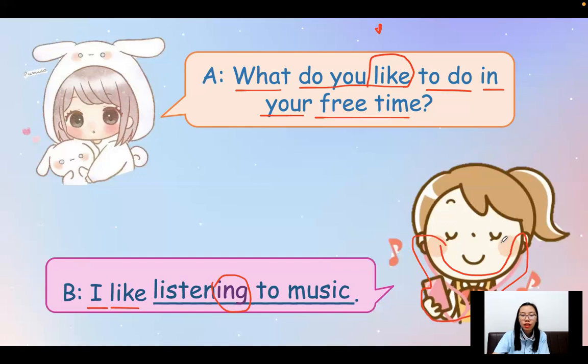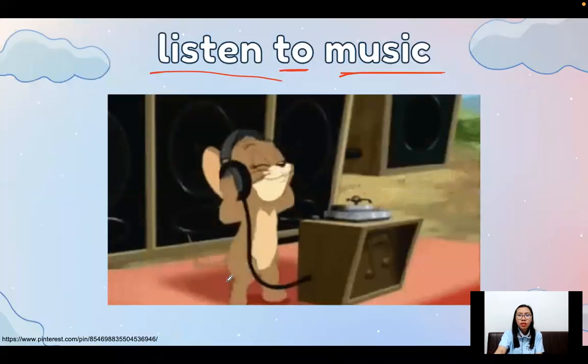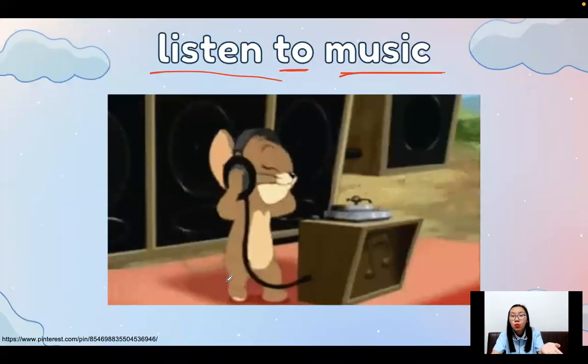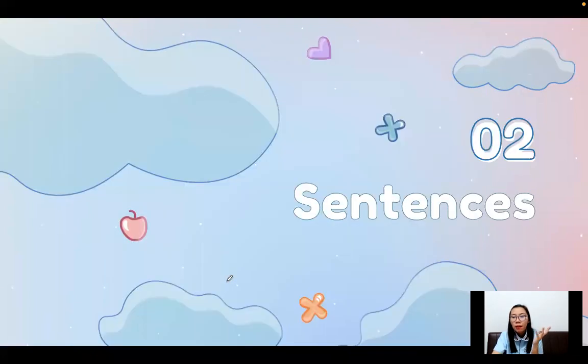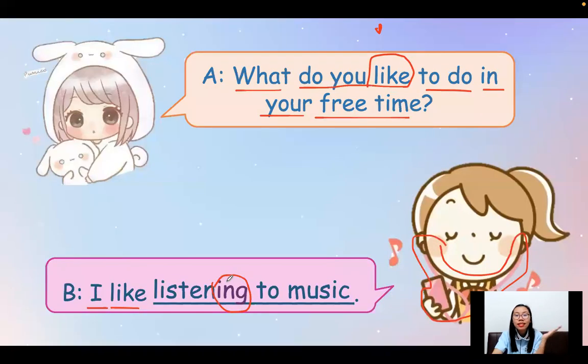Okay, so look at here, look at her. So that is our sentence. As you see, Teacher Shai encircled this one, listening to music. In our vocabularies, we only have listen to music, right? Now in this part, in answering sentences, what do you like to do in your free time? We will use the present continuous form of the verb.